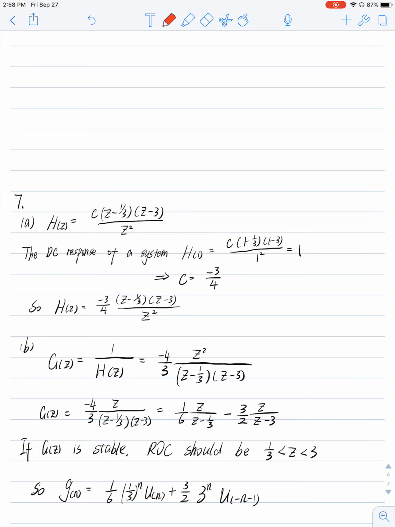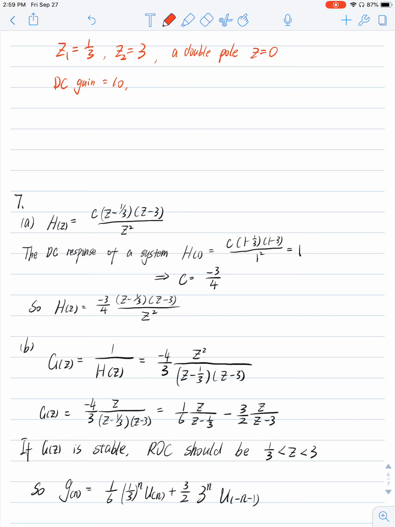This is EC Digital Signal Processing Homework 3, Problem 7. We now have an LTI system H(z) with zeros z1 = 1/3 and z2 = 3, and a double pole at z = 0. Problem A. If the DC gain is to be 1.0, find H(z).